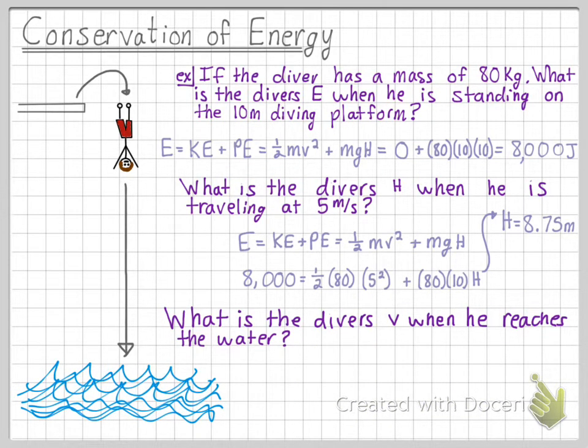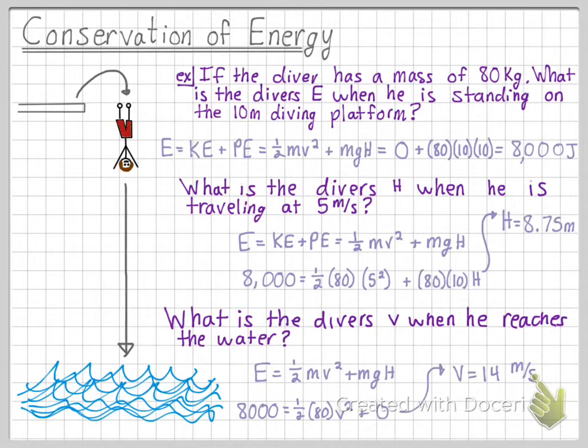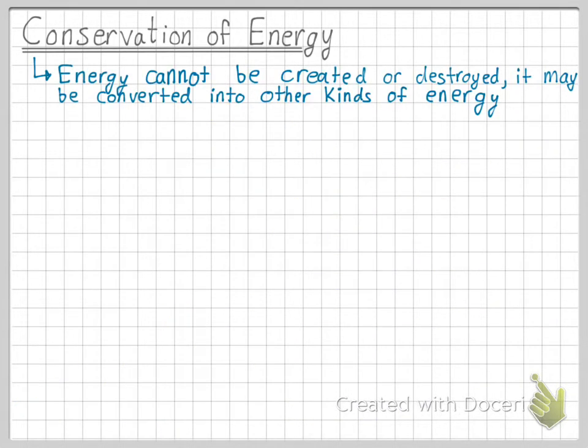Next, we could be asked what the diver's velocity is when he reaches the water. To set up this equation, we know that the energy is still constant, and the height is now 0 though, which means he will have 0 potential energy. We can solve then for the velocity, and we find that he would be moving 14 meters per second when he hits the water. So this basic idea of conservation of energy is that energy cannot be created or destroyed, but it can be converted into other kinds of energy.